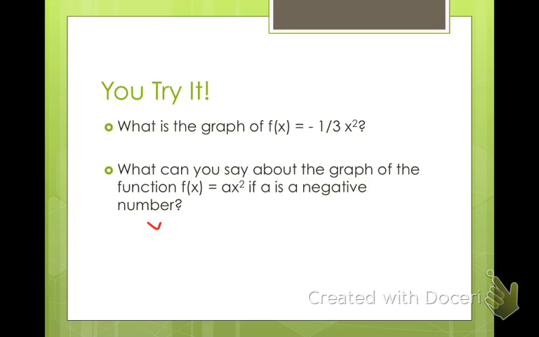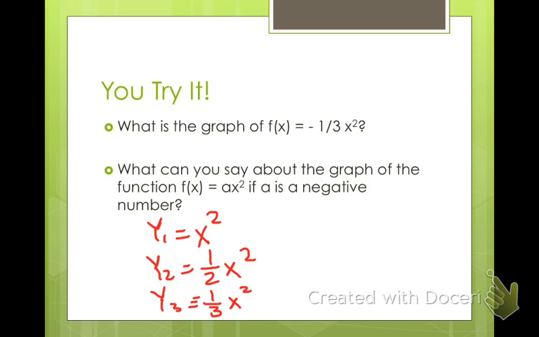I want you to put in y1, you don't have to do y equals, x squared. In y2, I want you to do what we just did, 1/2 x squared. And then in y3, do negative 1/3 x squared, and then graph all of them at the same time and then see what happens and then make a conjecture that you're going to talk about with your partner.